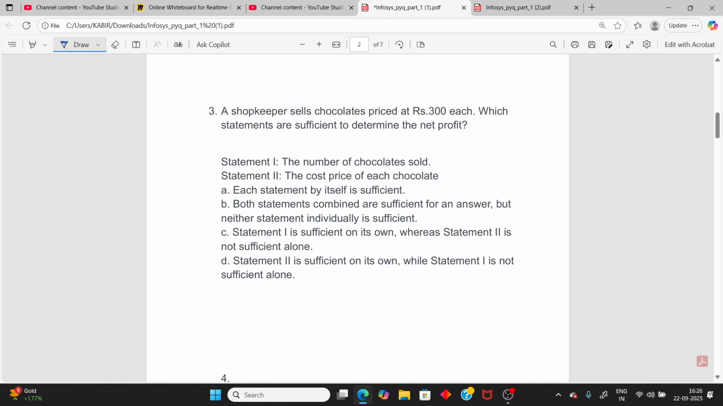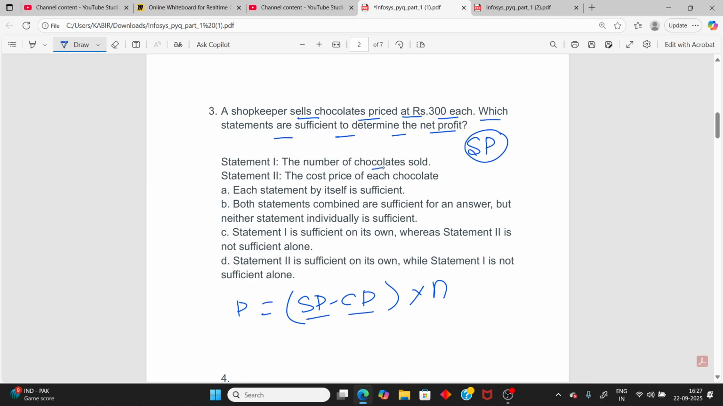Moving to the next one. A shopkeeper sells chocolate priced at 300. So they have given the SP. Sales means SP. Which of the statements is sufficient to determine the net profit? For the profit, you should know SP minus CP and the total number of items. The first thing you should know is SP and CP, and the number of chocolates sold. Yes, you need these to calculate total profit. And cost price is also needed. Here actually only SP is mentioned. So you need both statements. So both statements combined are sufficient for the answer.